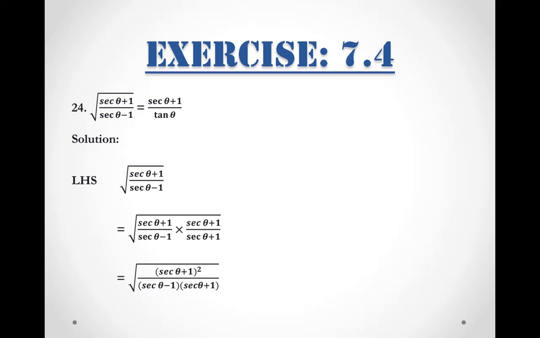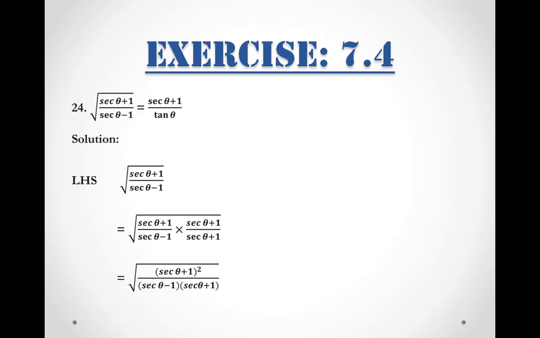Last question of exercise 7.4, that is number 24. We have to verify that inside the root secant theta plus 1 over secant theta minus 1 is equal to secant theta plus 1 over tan theta. Starting our solution, considering the left hand side and looking at the right hand side, this time we need to multiply by secant theta plus 1 inside the root, both at the place of numerator and denominator.